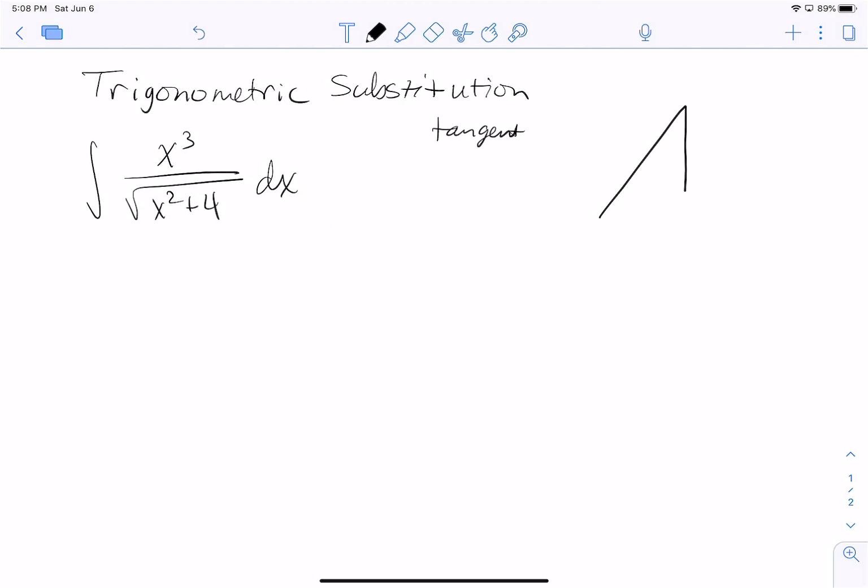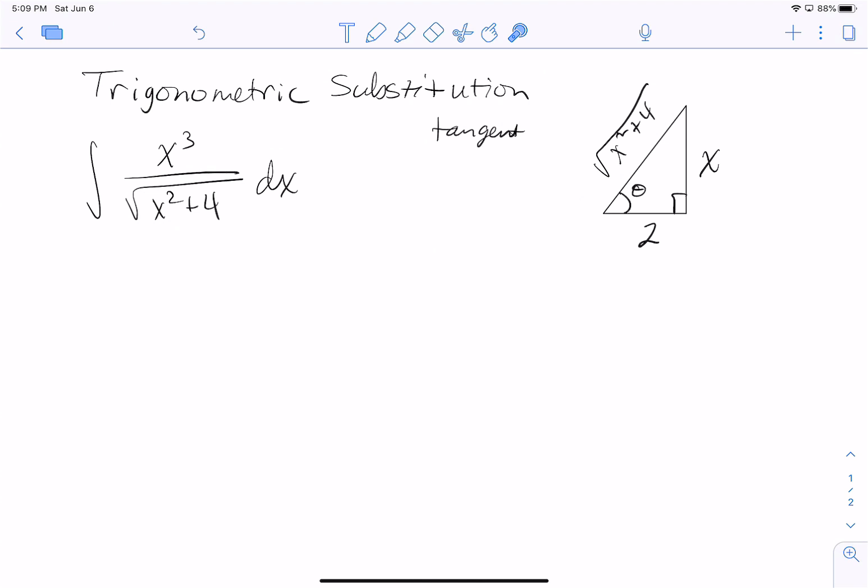I'm going to set up a right triangle. I'll identify one acute angle as theta and then show you that it's a right triangle. And I'm going to identify the vertical side of the right triangle as x, the horizontal side as 2. And what that does, using the Pythagorean theorem, is give us a hypotenuse of the square root of x squared plus 4. That this is the case is not a coincidence in matching the denominator of our integrand.